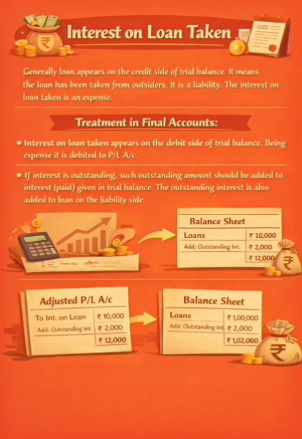Interest on loan taken. Generally, loan appears on the credit side of the trial balance. It means the loan has been taken from outsiders. It is a liability. The interest on loan taken is an expense.